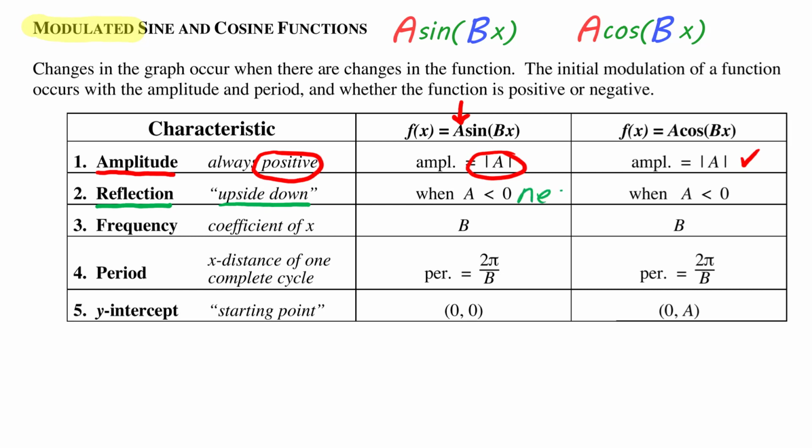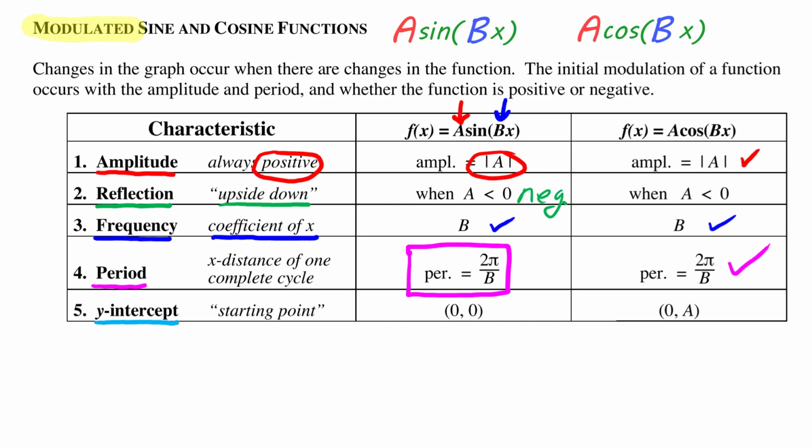The frequency, as before, is the coefficient of x, the b in this case. And the period, again, is the x distance of one complete cycle. So we have a formula for the period, 2 pi over b. Before we said it was 2 pi over frequency, but of course frequency is b.